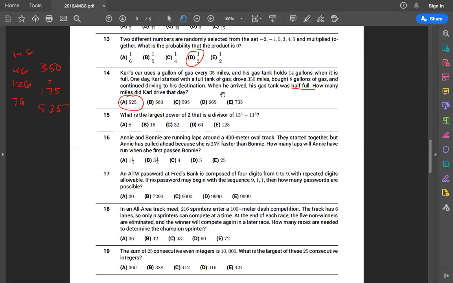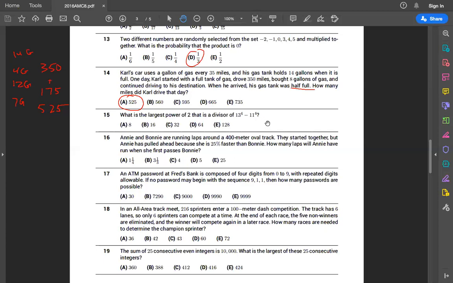Alright, that's probably one of the easier problems so far. So problem 15, we want to know the largest power of 2 that's a divisor of 13 to the 4th minus 11 to the 4th. Well, this certainly seems like it would be pretty hard if we actually had to calculate that. So we'll use a trick that's known as the difference of squares.